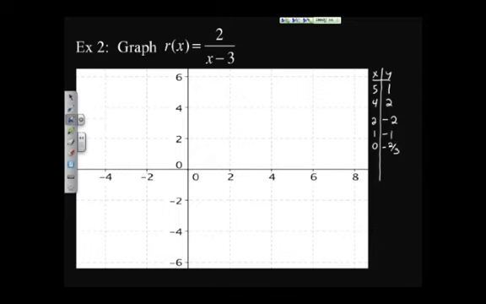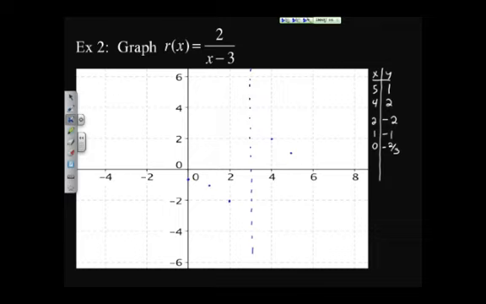So now if we graph these points, we're going to get 5, 1, which would be right here. We're going to get 4, 2, which would be here. We're going to get 2, -2, which is here. 1, -1. 0, -2/3. Now, notice what happens when x is 3. When x is 3, we get 2 divided by 0, that's undefined. When we have that situation, that's where we get this vertical asymptote. And so that happens when x equals 3.